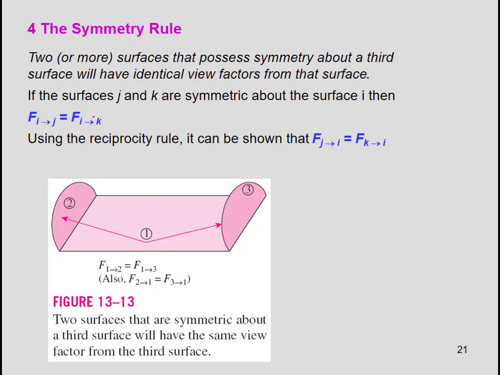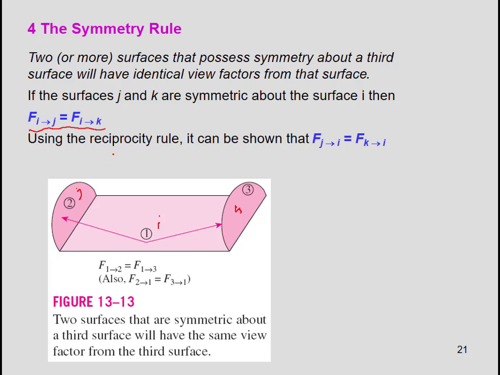And the fourth and last rule we can use to find the view factor for different geometries is the symmetry rule. Simply, you can see here, when we have a symmetrical arrangement between two different surfaces against another surface, we can use this equation, which means the view factor from surface I to surface J, for example, is equal to the view factor from surface I to surface K. So the view factor from the surface to each one of them is equal.